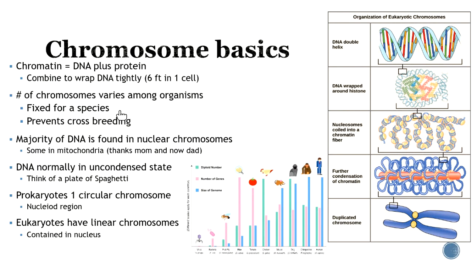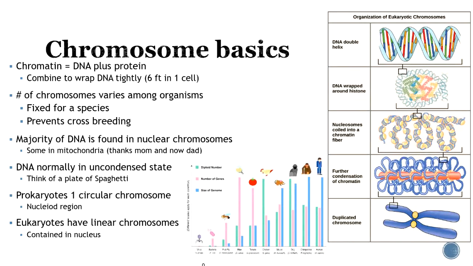Now, if two species are super close, if you think about the donkey and the horse, I think one is 62 and the other one is 64, you can get a hybrid. The hybrid is the mule, sorry. And that one will be sterile because it has that number of 63 chromosomes, and that makes a problem when it comes to meiosis. So as I mentioned, this is one way to prevent crossbreeding.